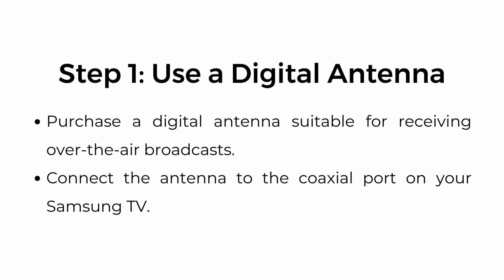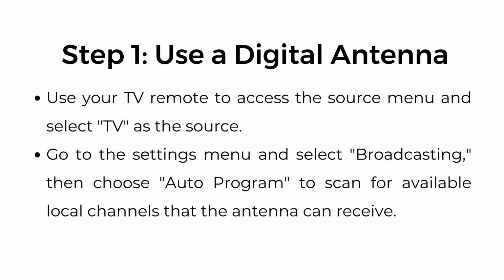Step number 1. Use a digital antenna. Purchase a digital antenna suitable for receiving over-the-air broadcasts. Connect the antenna to the port on your Samsung TV. Use your TV remote to access the source menu and select TV as the source. Go to the settings menu and select broadcasting. Then choose auto program to scan for available local channels that the antenna can receive.